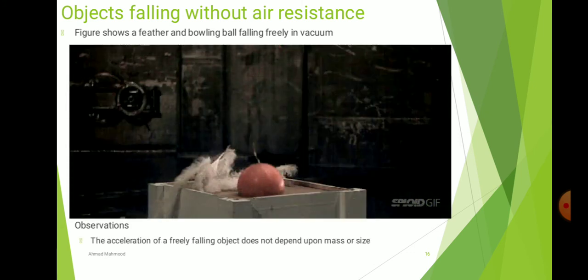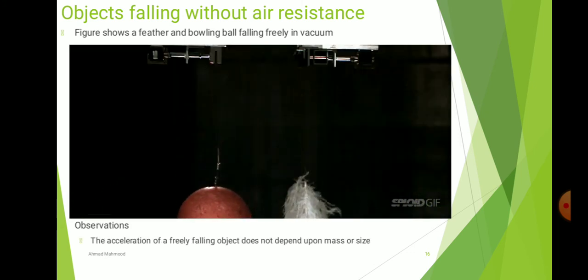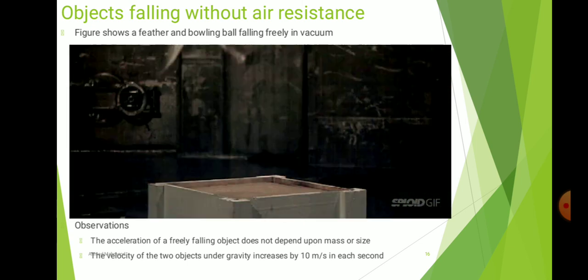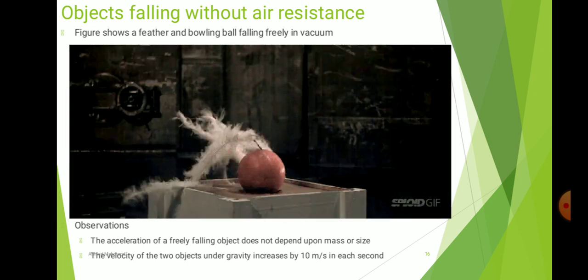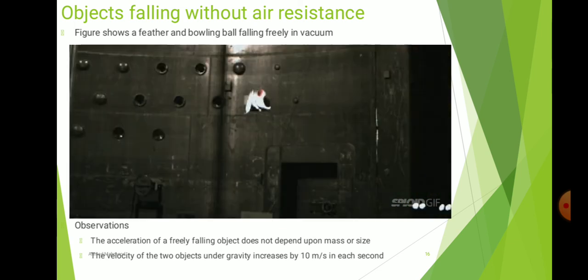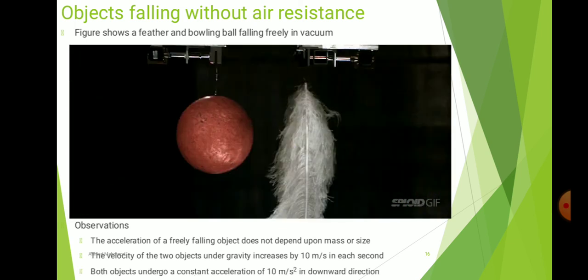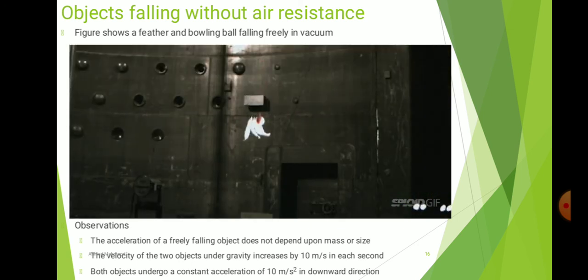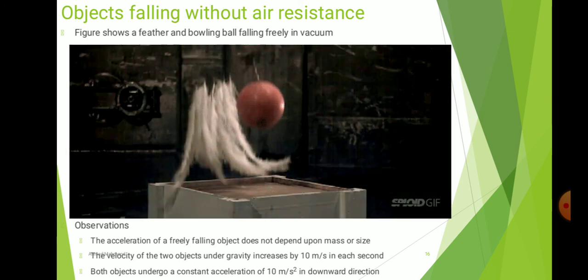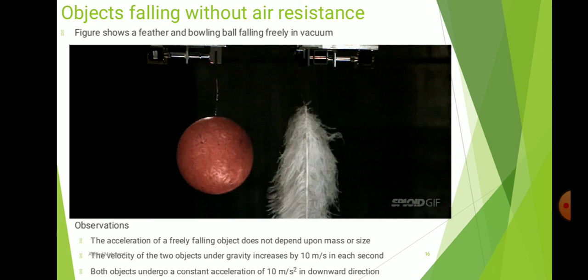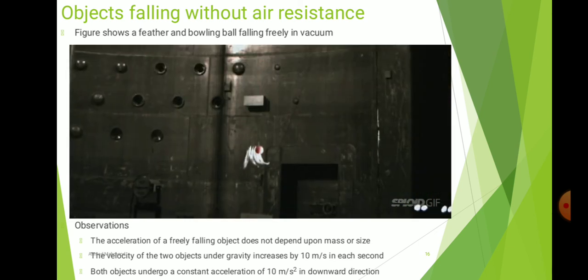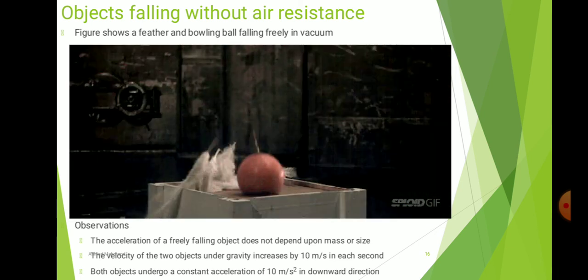So the acceleration of a freely falling object does not depend upon the mass or size. The velocity of the two objects under gravity increases by 10 meters per second in every second. Both objects undergo constant acceleration of 10 meters per second squared, because in this vacuum there is no air, so that is why both the objects reach the floor at the same time.